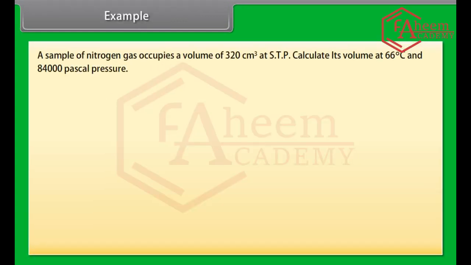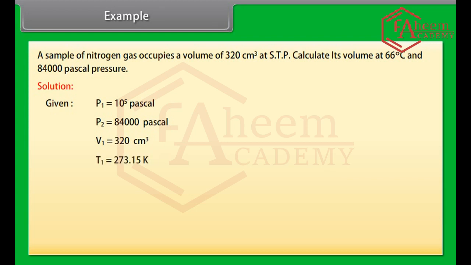Example: a sample of nitrogen gas occupies a volume of 320 centimeter cube at STP. Calculate its volume at 66 degrees Celsius and 84,000 Pascal pressure. Solution: given P1 is equal to 10 raised to the power 5 Pascal, P2 is equal to 84,000 Pascal, V1 is equal to 320 centimeter cube, T1 is equal to 273.15 Kelvin, T2 is equal to 66 degrees Celsius, which is 66 plus 273.15 Kelvin, is equal to 339.15 Kelvin. We have to find V2.